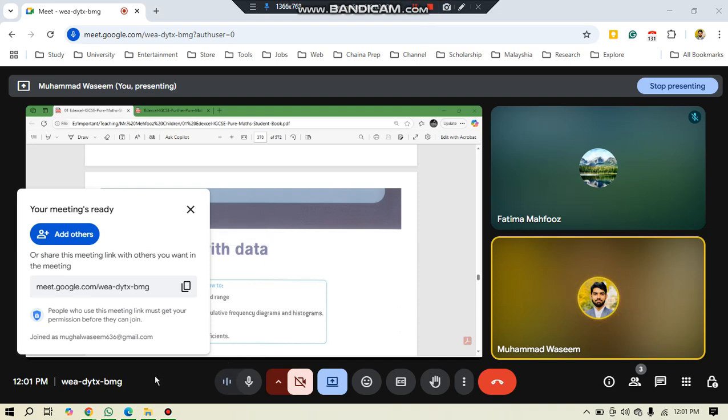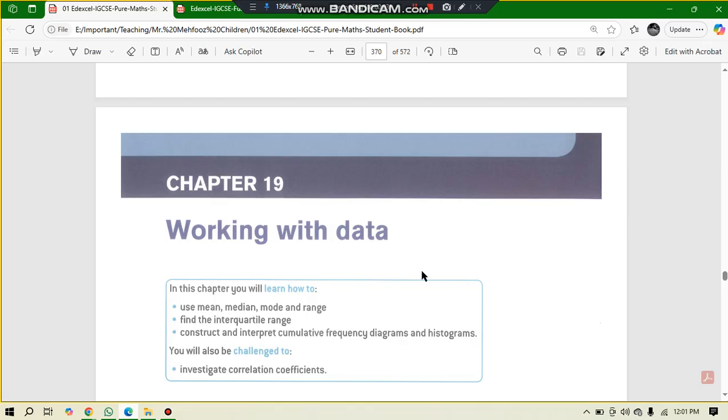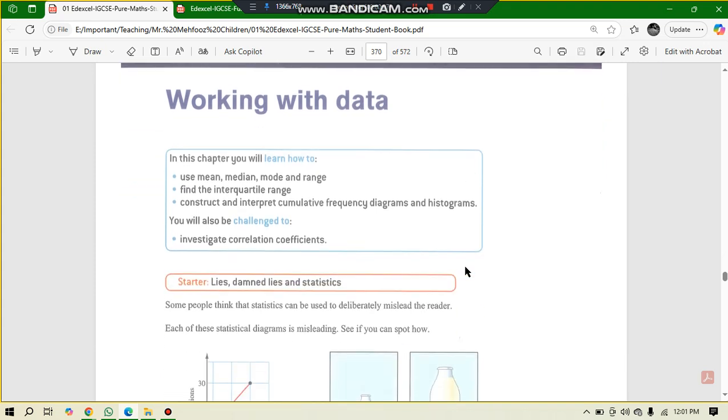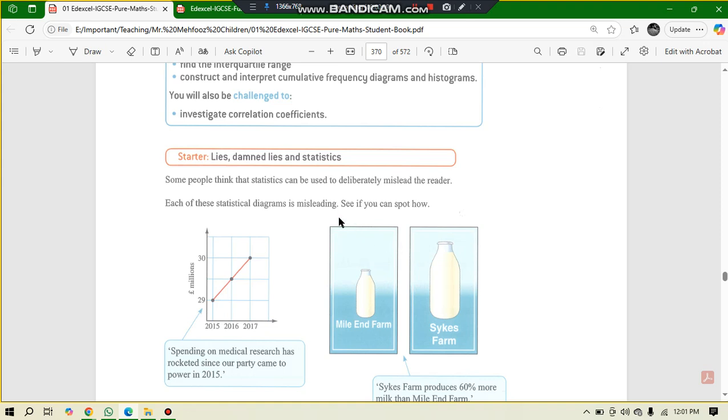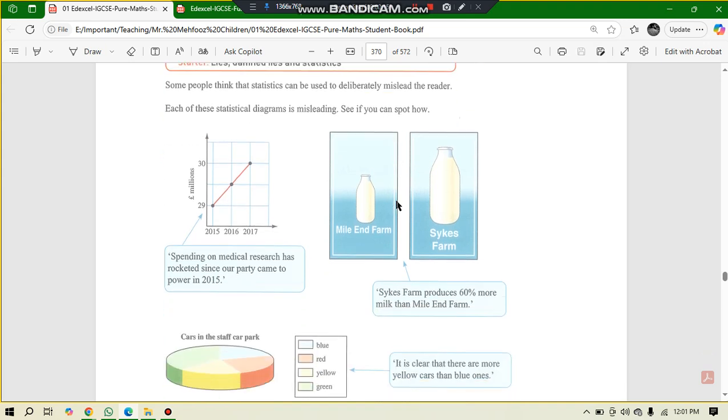We have to start Pure Mathematics chapter number 19, that is working with data, right? So first of all, here is the starter activity: lies, damned lies and statistics.